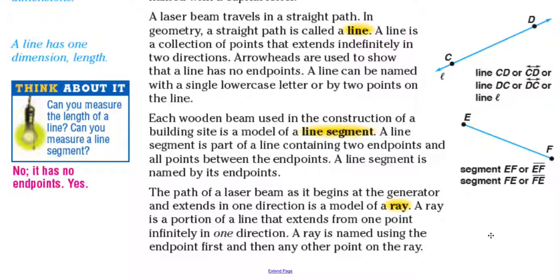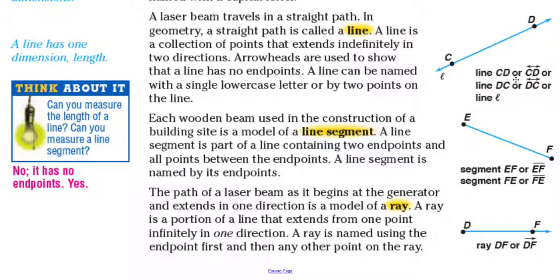So this is an example of a ray. This is ray DF, because you name it using the endpoint first, and any other point on that ray. So this is ray DF, and look at the symbol for the ray. It's a segment with one arrowhead on the right, very different from the symbol of a segment and different from the symbol of a line.